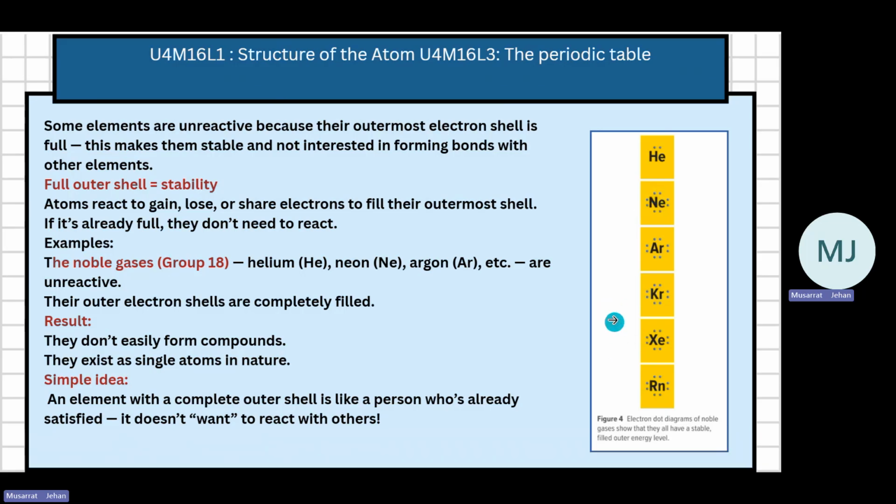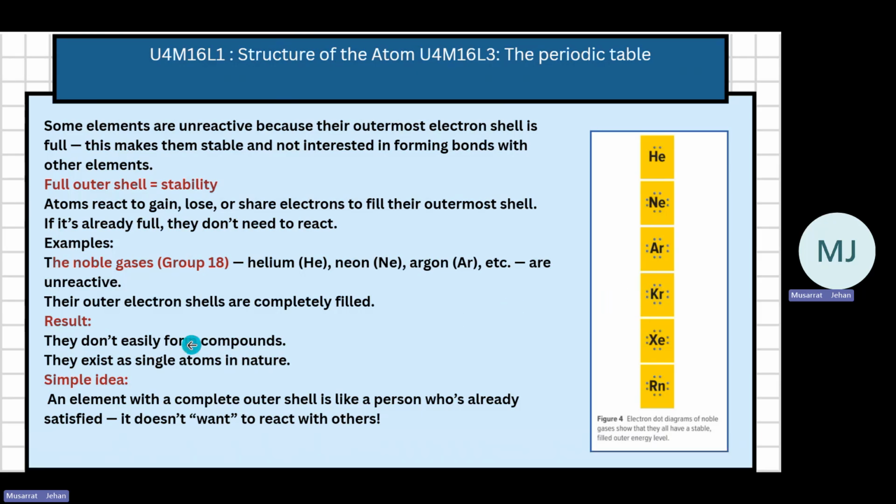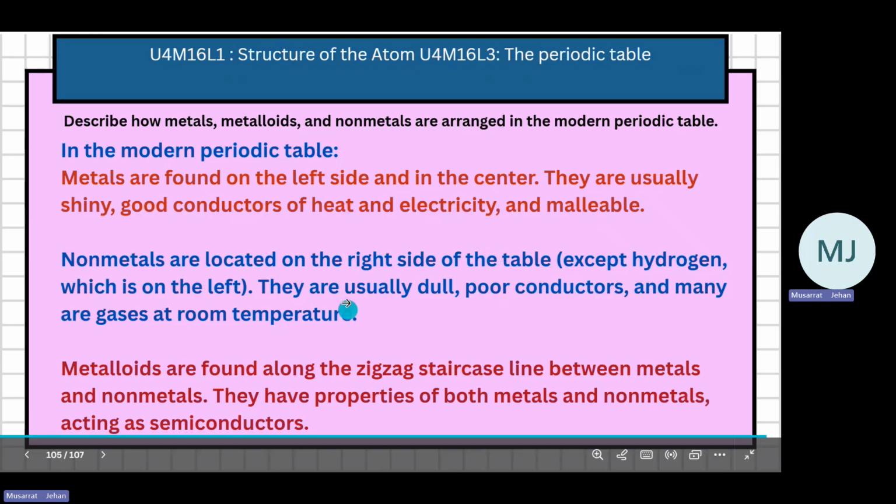They are non-reactive. They are not reactive at all. They don't easily form compounds. They exist as single atoms. So every element wants to become like a noble gas, and for that it wants to acquire 8 electrons in its outer shell. That is the reason why it reacts.